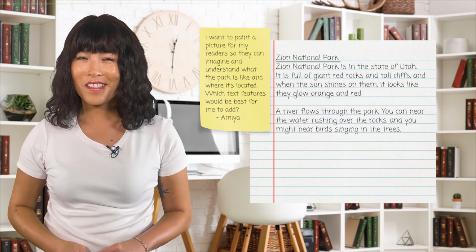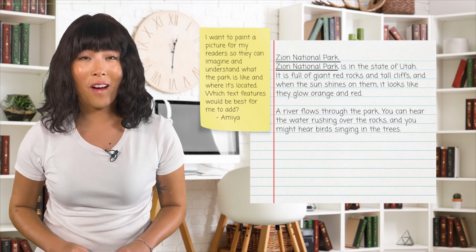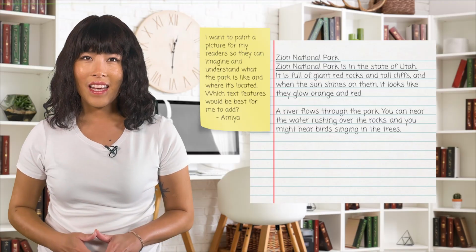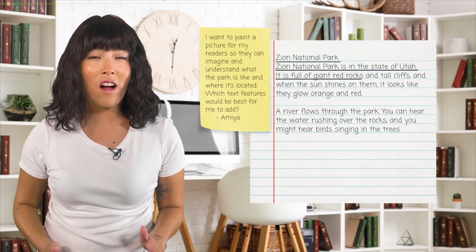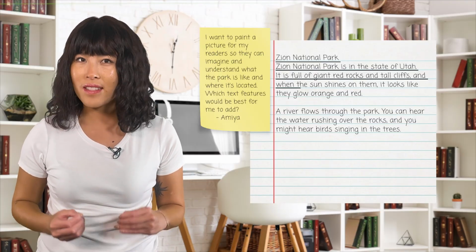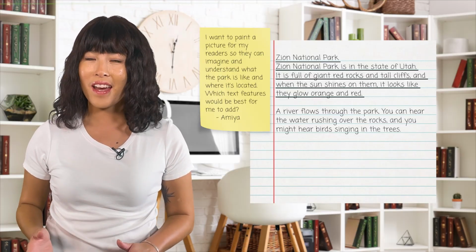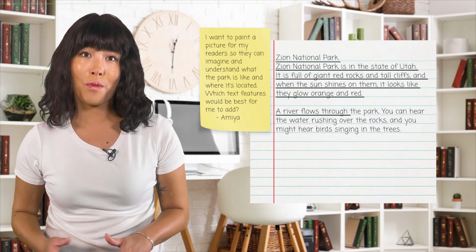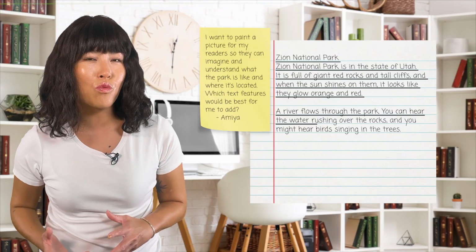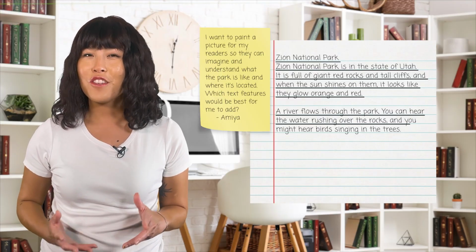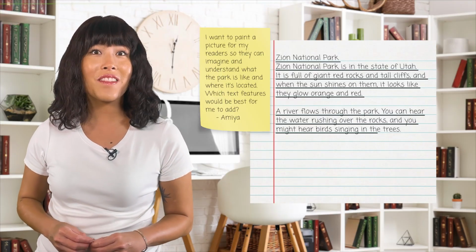Zion National Park. Zion National Park is in the state of Utah. It is full of giant red rocks and tall cliffs, and when the sun shines on them, it looks like they glow orange and red. A river flows through the park. You can hear the water rushing over the rocks, and you might hear birds singing in the trees.